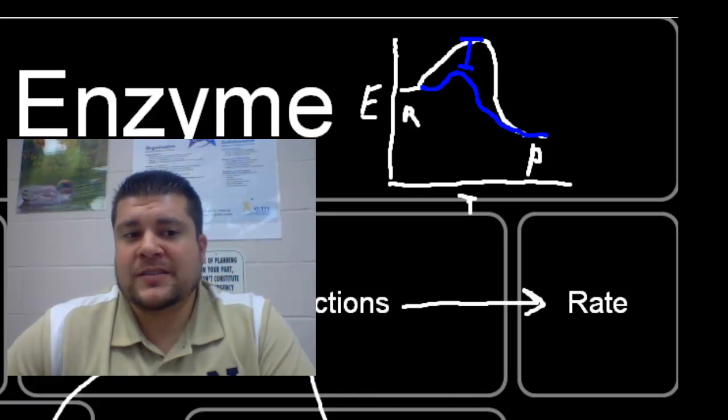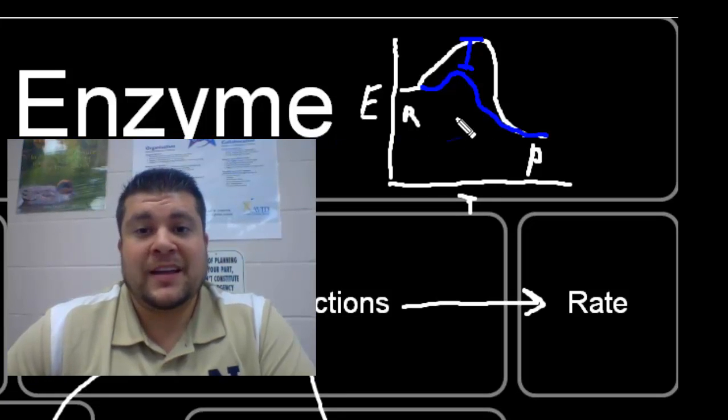Like with hydrogen peroxide, it would take billions of years for hydrogen peroxide to break down into water and oxygen. But with enzymes, they do it in about 40 billion per second, which is really, really fast.